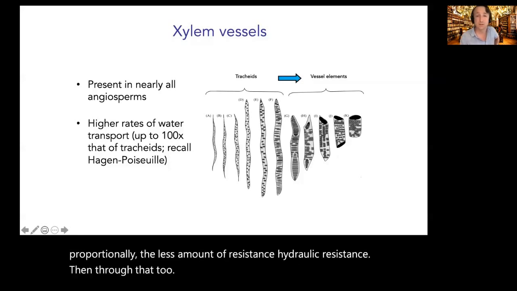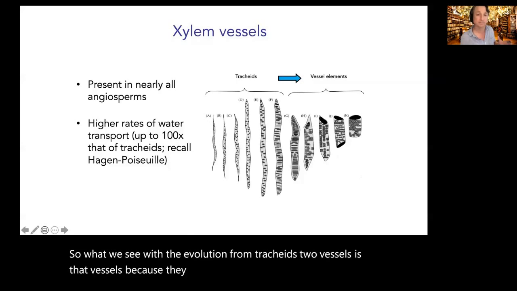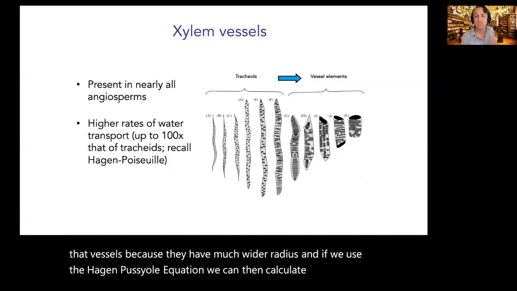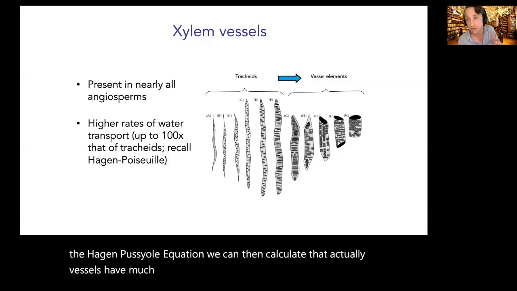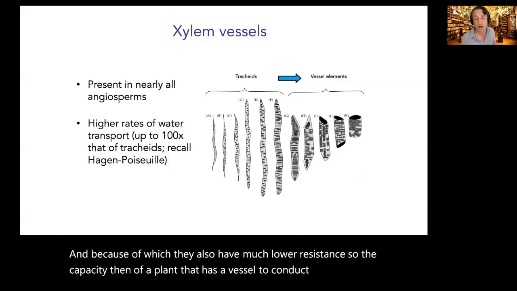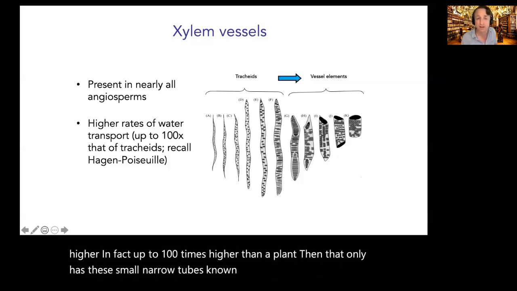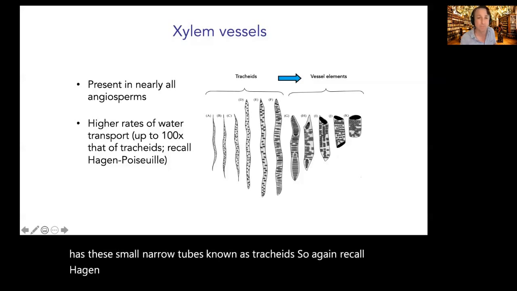So what we see with the evolution from tracheids to vessels is that vessels, because they have a much wider radius, and if we use the Hagen-Poiseuille equation, we can calculate that vessels have much higher rates of water conductance. And because of which they also have much lower resistance, okay? So the capacity of a plant that has a vessel to conduct water is much higher. In fact, up to 100 times higher than a plant that only has these small narrow tubes known as tracheids. So again, recall the Hagen-Poiseuille equation.